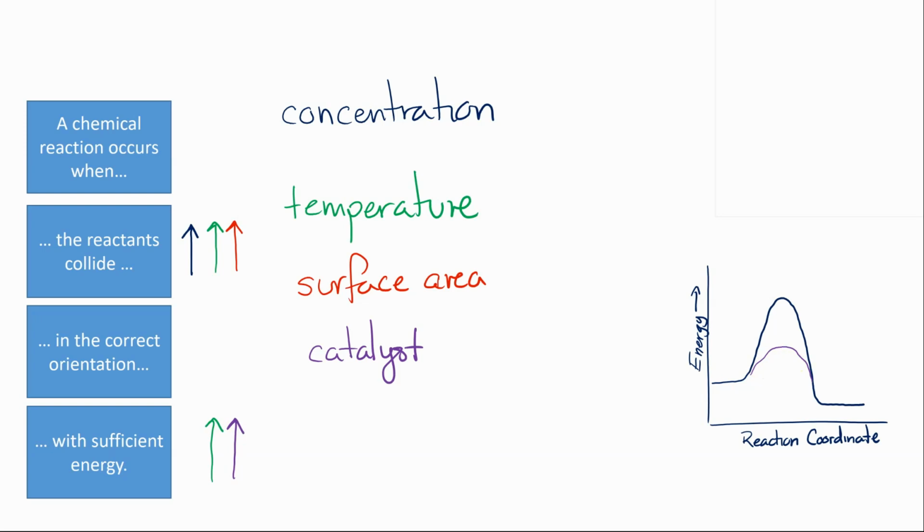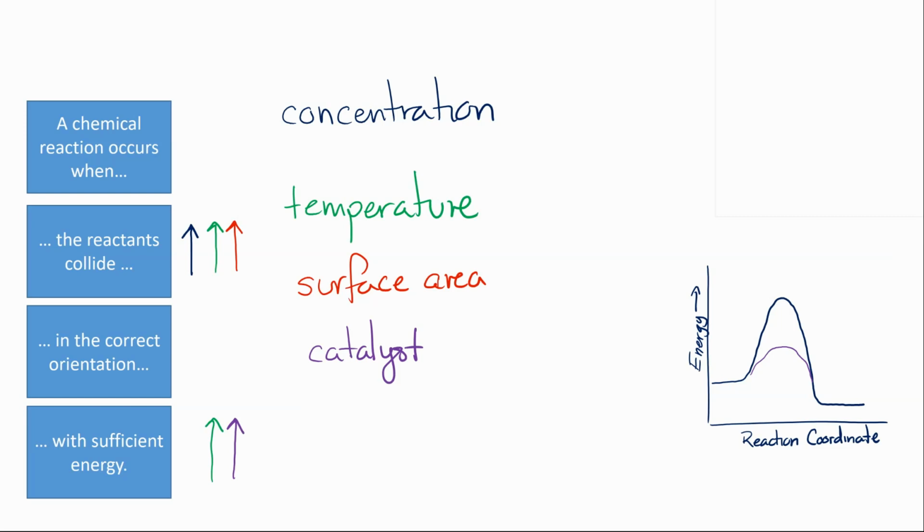So reaction rates will increase as we increase concentration. They'll increase as we increase temperature. They'll increase as we increase surface area, and they can be increased by adding a catalyst. Conversely, as we lower temperature, say we put a jar of milk in the refrigerator, we're going to lower the rate of a whole bunch of both biological and chemical reactions that are taking place, and lengthen the time the milk's good before it spoils.